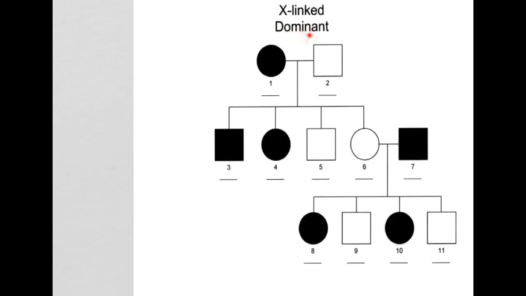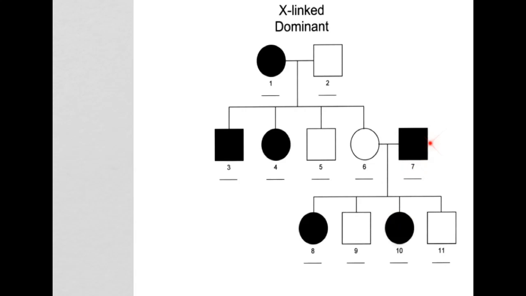Okay, so now let's look at this X-linked dominant trait. This pedigree is showing X-linked dominant inheritance. What criteria do you look for in these types of pedigrees? What you'll look for is the fact that you have an affected father here, and all of his daughters are affected. That's a hallmark of an X-linked dominant trait.